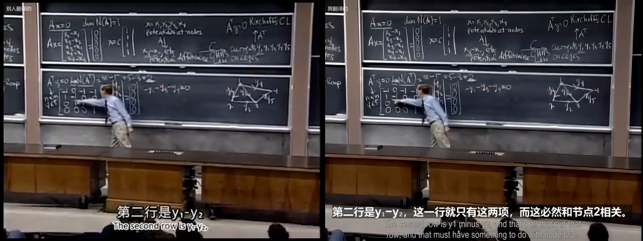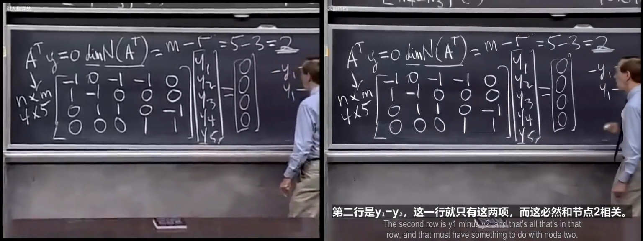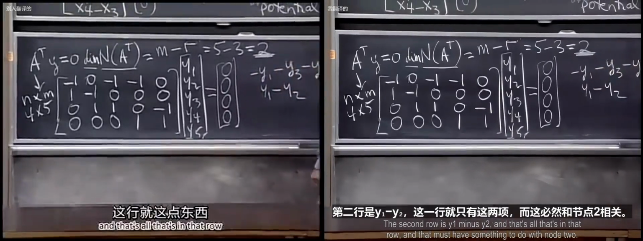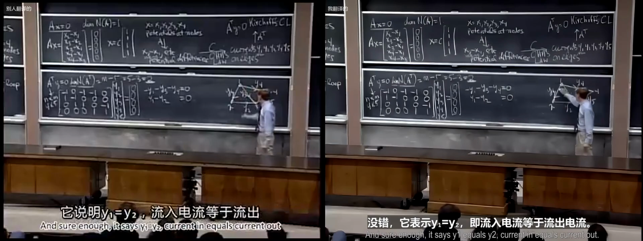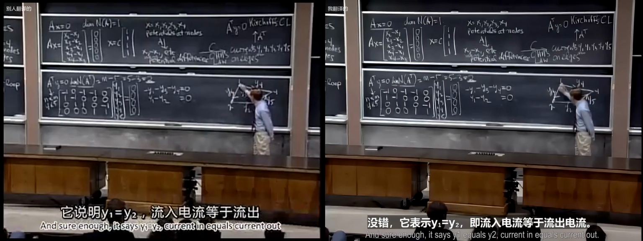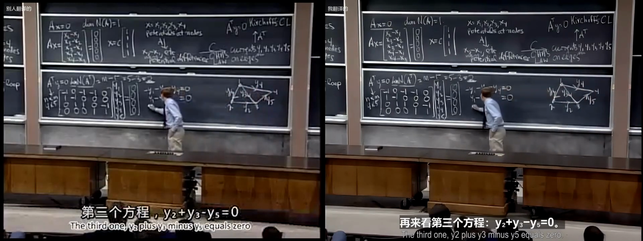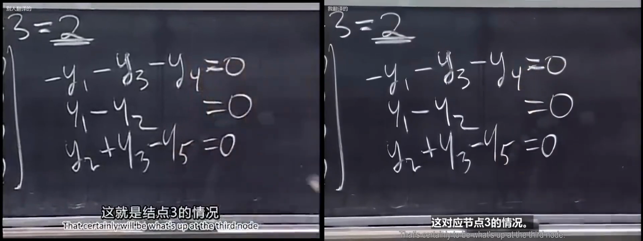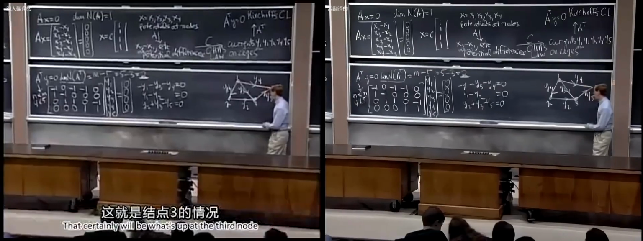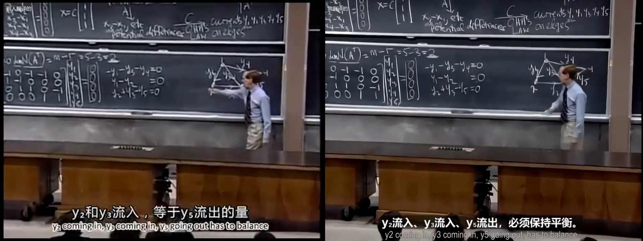Let's take the next one. The second row is Y1 minus Y2, and that's all that's in that row. That must have something to do with node 2. And sure enough, it says Y1 equals Y2, current in equals current out. The third one, Y2 plus Y3 minus Y5 equals 0. That's certainly what's up at the third node. Y2 coming in, Y3 coming in, Y5 going out, has to balance.